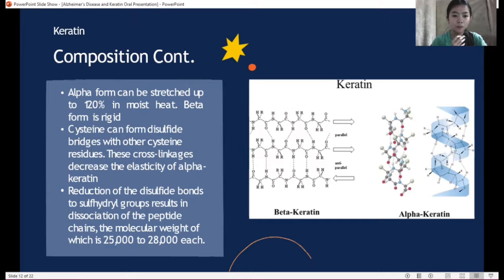Reduction of the disulfide bonds to the sulfhydryl groups results in dissociation of the peptide chains, the molecular weight of which is 25,000 to 28,000 each.